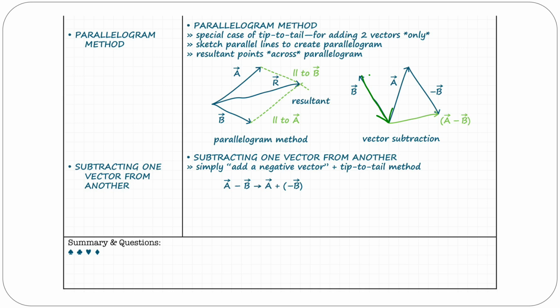Then I can pick up vector B and move it over here. And here is my vector negative B. And A plus negative B is this vector here. This is A minus B.